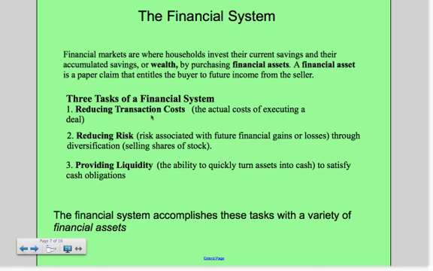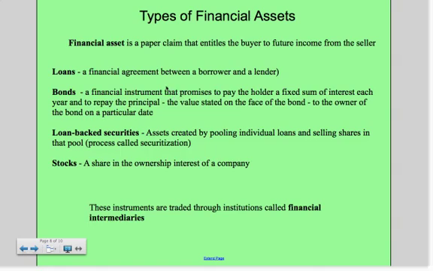Why does it exist? First, it reduces transaction costs, or the actual cost of executing a deal. Second, it reduces risk, the risk associated with gains or losses, through diversification or selling shares of stock. The third thing it does is provide liquidity. And what liquidity does is turn non-cash assets into cash quickly so that a company can satisfy cash obligations. Now, how does it accomplish these tasks? Well, it does it with financial assets. A financial asset is nothing more than a paper claim that entitles the buyer to future income from the seller.